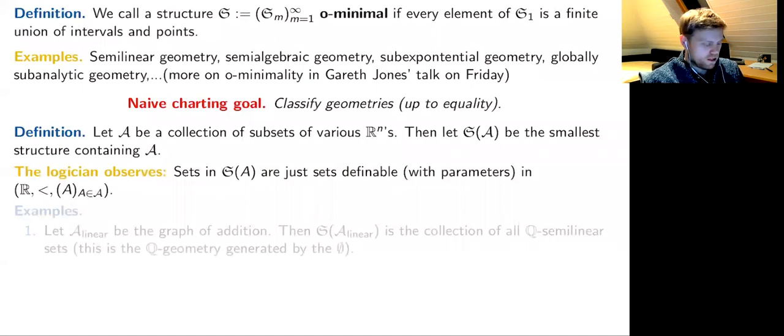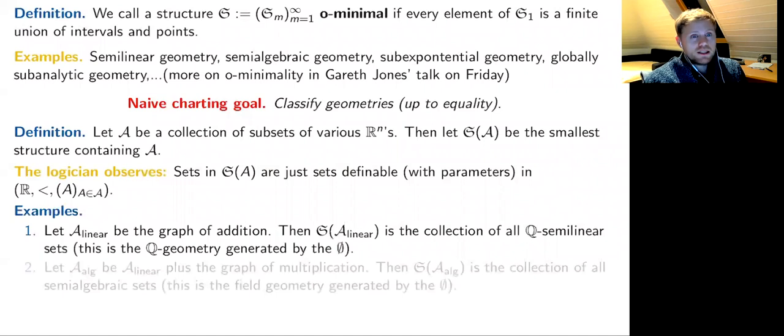Of course, many of you know enough model theory or logic to see that what this means is that the sets in this structure are really just the sets definable with parameters in the expansion of the real line by predicates for the elements of A.